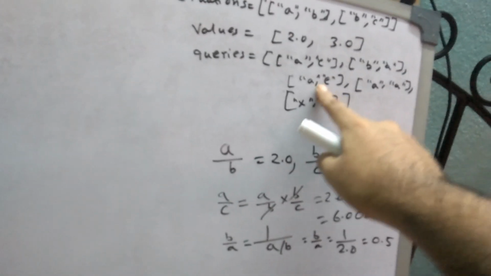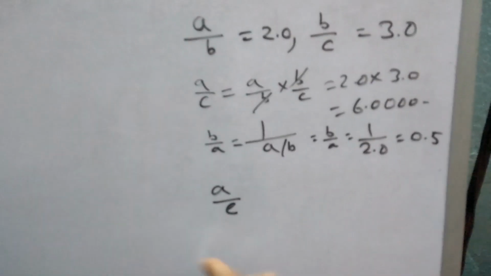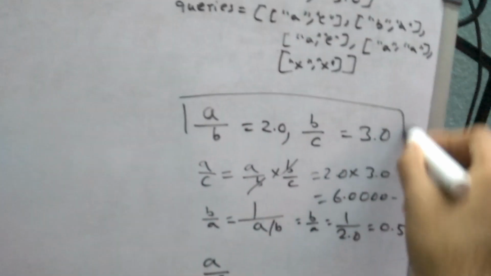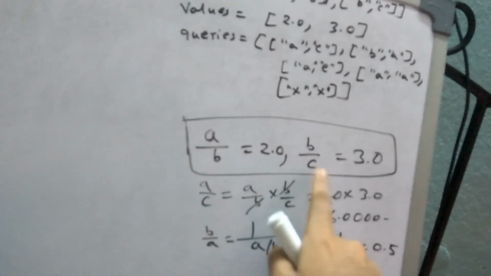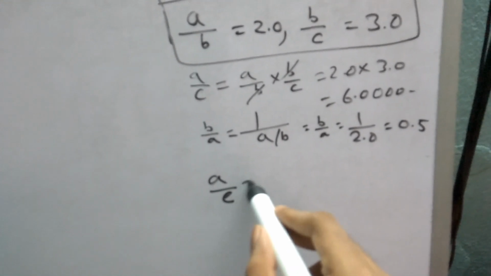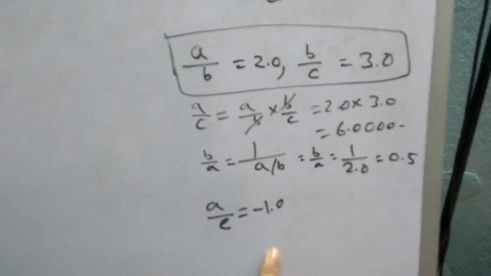Now it's a comma e, which means what? We have to find out a by e. Now we see we don't have this e in our equations. In these equations we don't have any existence of e, so that means this value cannot be calculated. So that means we should put minus 1.0. This will be our answer.